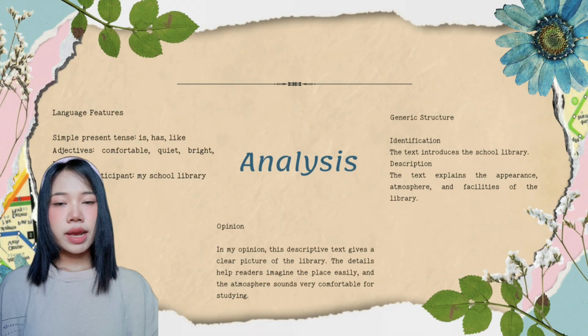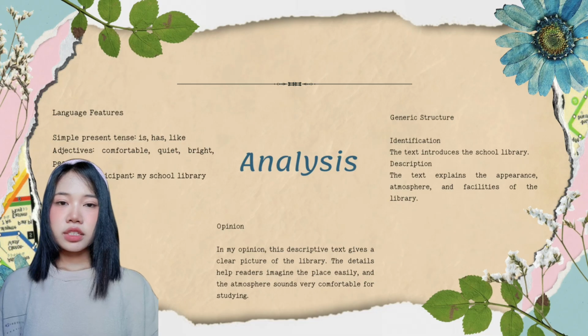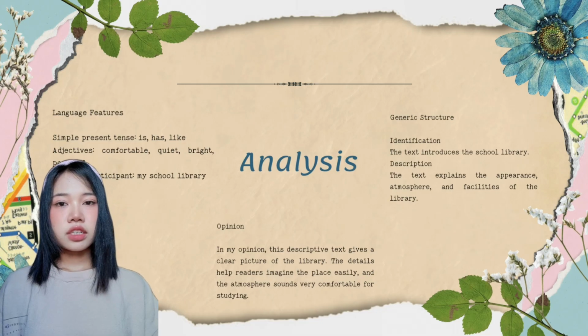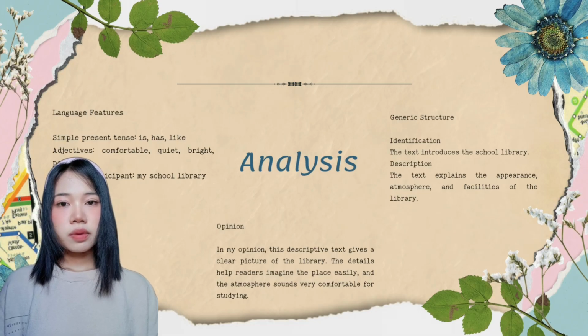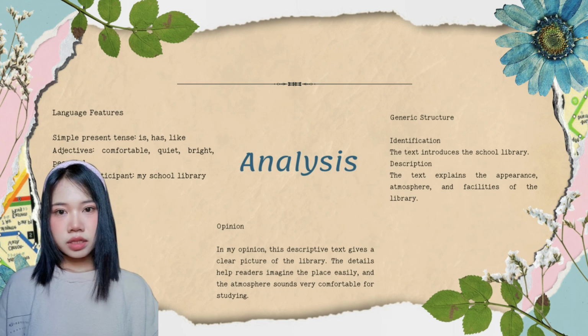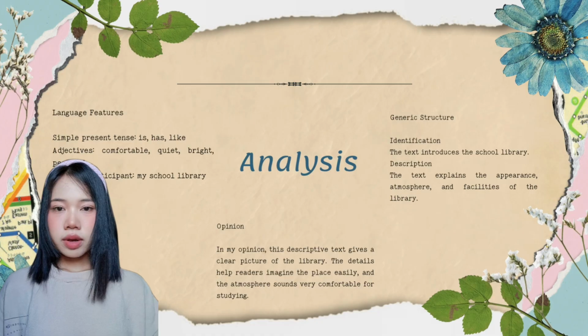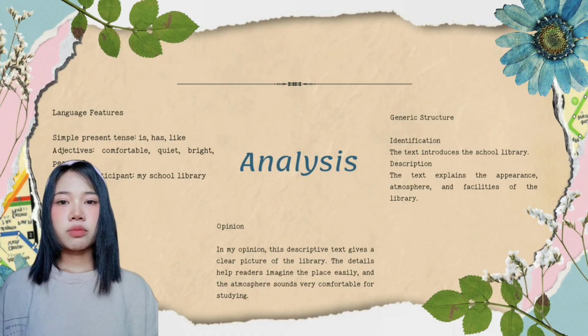Now, let's look at the analysis. The generic structure of descriptive text are identification and description. The identification part introduces the school library. Then the description part explains the details such as the blue walls, large windows, tables, chairs, and the quiet atmosphere.